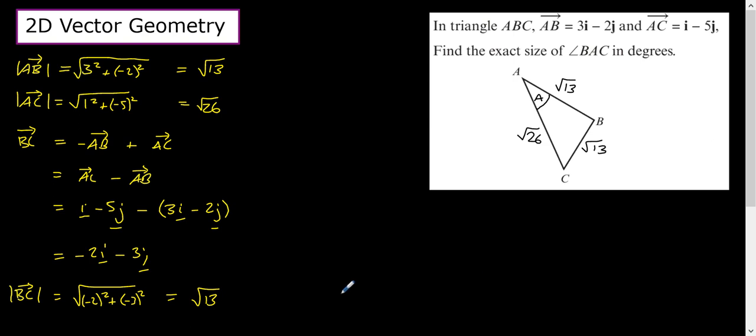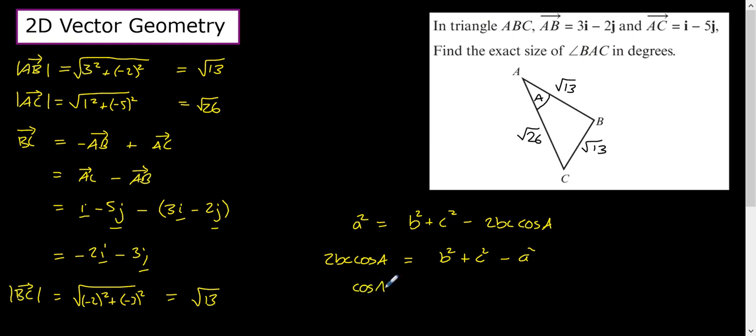So now that we've got three sides, we're going to use our cosine rule. Now the way that most people remember the cosine rule is a squared equals b squared plus c squared minus 2bc cos A. That's the way that we normally write it. We're trying to find the angle, so we need to do a bit of rearranging. So we can say 2bc cos A equals b squared plus c squared minus a squared, just adding that to both sides, taking this from both sides. So cos A is b squared plus c squared minus a squared over 2bc.